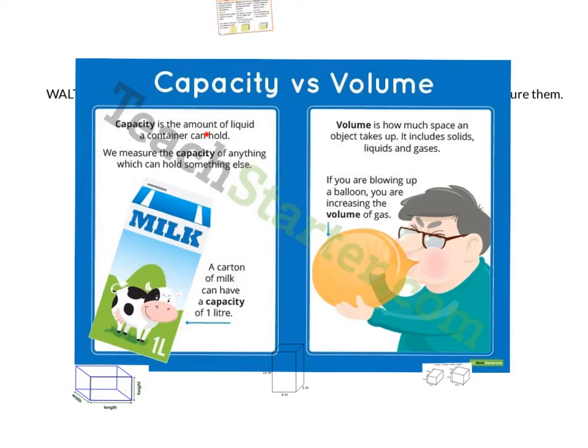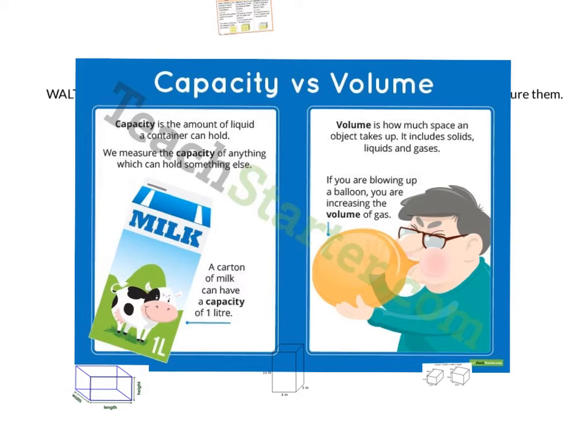It says here, capacity is the amount of liquid a container can hold. We measure capacity of anything which can hold something else. So a lot of liquid containers will have a capacity, and maybe your stationary holders as well will have a capacity because they can actually hold something. If an object is not hollow, it doesn't have a capacity. For example, a dictionary isn't hollow, therefore it doesn't have a capacity. Anything that can hold something, a container, will have a capacity.